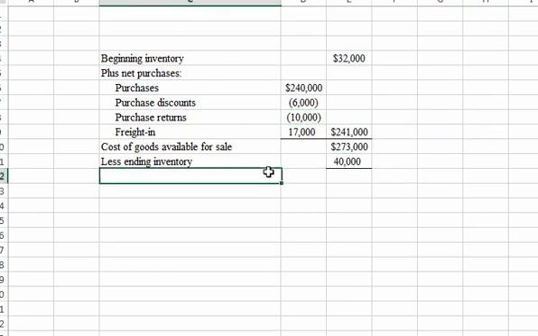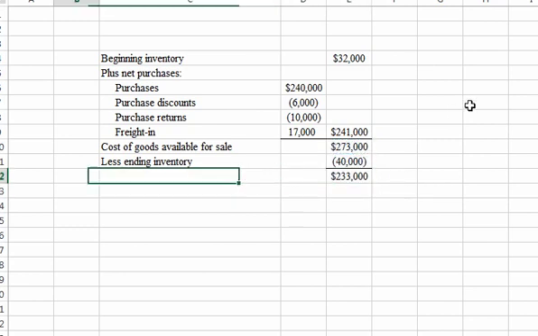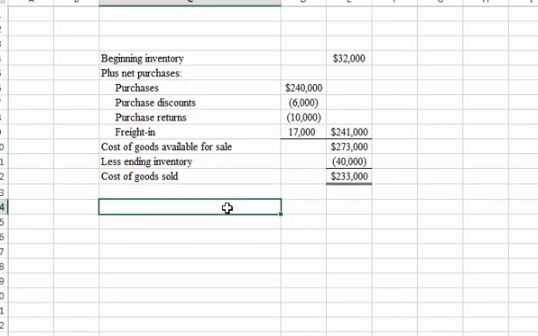And then we're going to subtract that from the 273. Guess I could have put that in as a negative number. And then we'll just sum those two. And that gets us $233,000 cost of goods sold, which is what we're looking for. And I'm going to double underline that one.